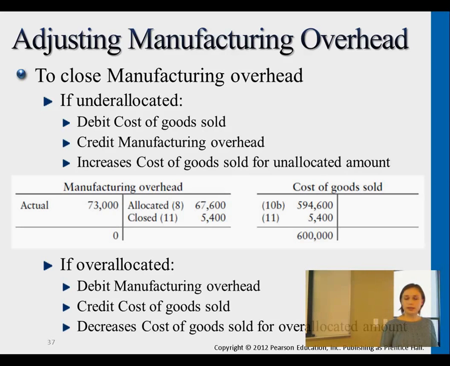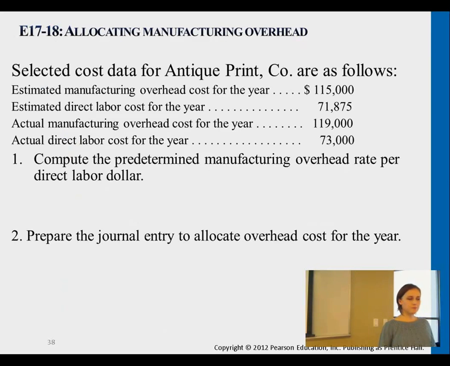So now let's try the exercise. We need to compute the predetermined manufacturing overhead rate per direct labor dollar. That's the first. We have selected cost data for a company, as follows. We have our estimated manufacturing overhead cost for the year, estimated direct labor, and then the same for actual. So now we want to calculate the predetermined manufacturing overhead rate per direct labor dollar.